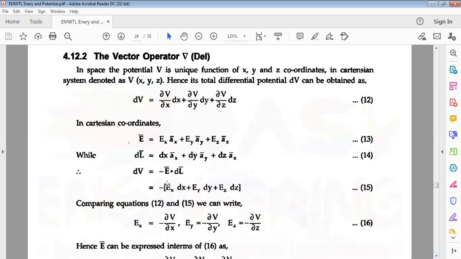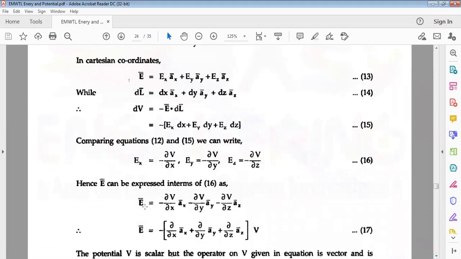Now, comparing these two functions, dV is equal to dou V by dou x into dx, and here Ex is the coefficient of dx and dou V by dou x is the coefficient of dx. So Ex is equal to minus dou V by dou x, Ey is equal to minus dou V by dou y, and Ez is equal to minus dou V by dou z. Got it, my students?